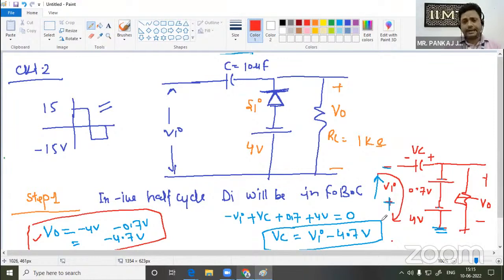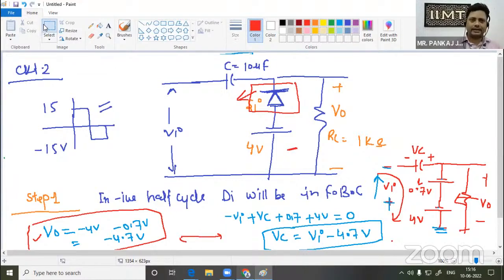Again, I am repeating, we have chosen here negative half cycle first because for this condition, diode will be in forward bias condition. In step 2, we have calculated the VC as well as V output. So by putting the sign of potential here plus, here minus, again VC will be minus and plus. This cut-in voltage of silicon 0.7. As per polarity, I have kept minus negative terminal upwards and positive terminal downwards. And this is 4-volt battery, which is already connected across the diode.